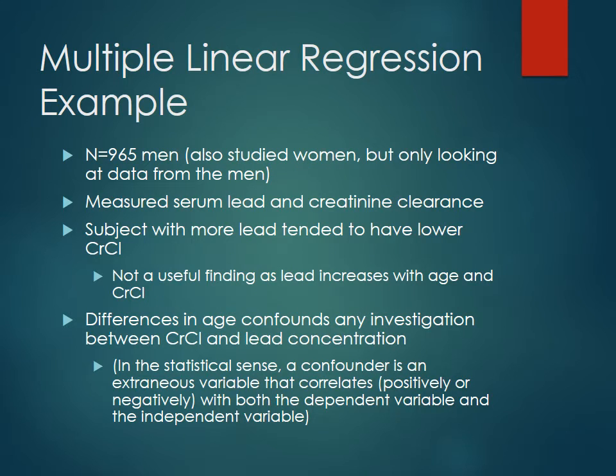This is just looking at the male data. There was female data as well, but for this example we're peeling out that particular data. They were measuring serum lead concentrations, and they were also looking at creatinine clearance, usually GFR. That's how they were measuring kidney function. The subjects with more lead tended to have a lower creatinine clearance. That was one of the observations they made in that study. But that wasn't a totally useful finding in and of itself, because we also knew that lead increases with age, and creatinine clearance decreases with age anyway. So they wanted a better idea of what the actual effect of the increasing lead concentrations was.